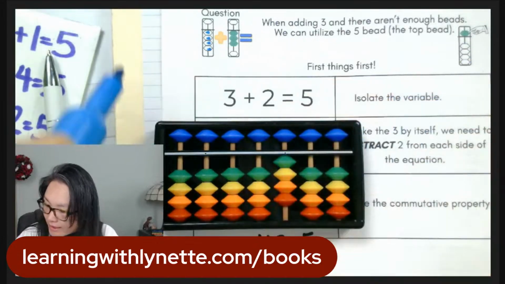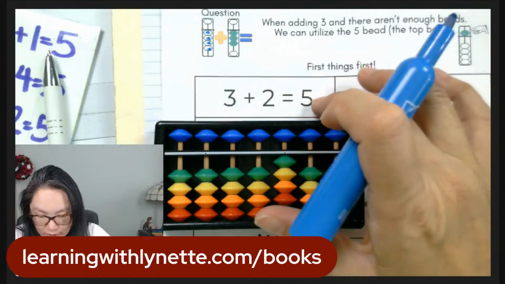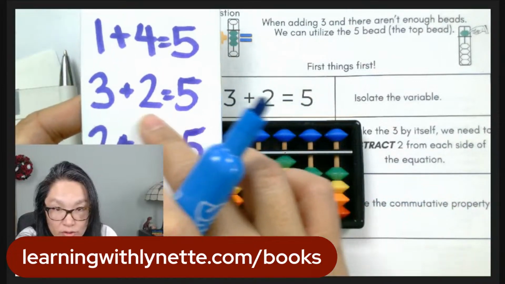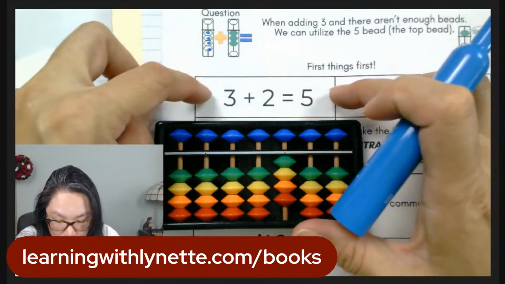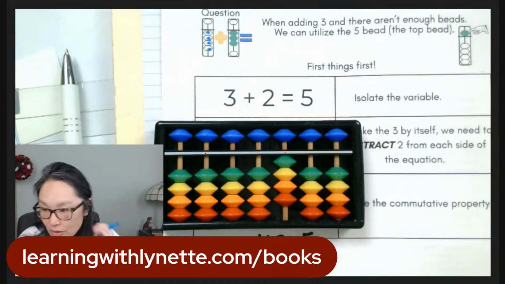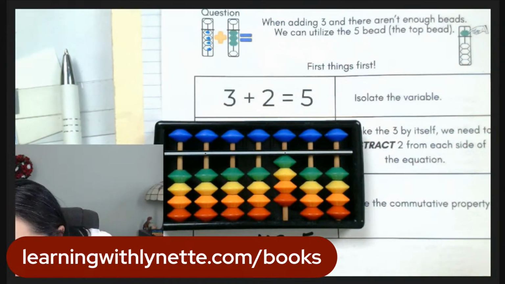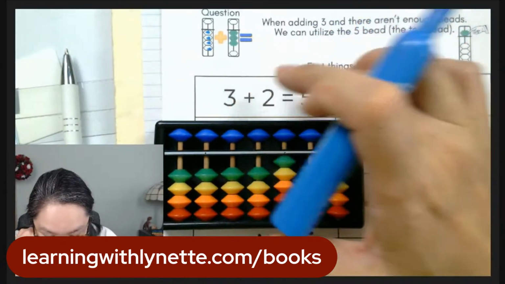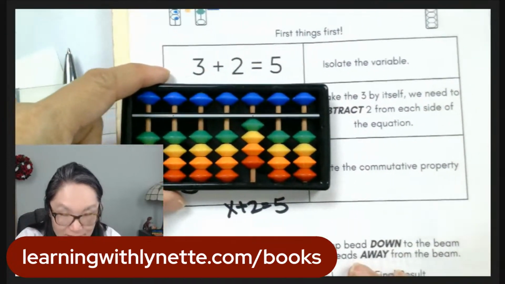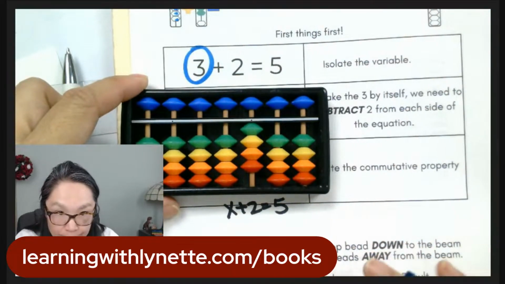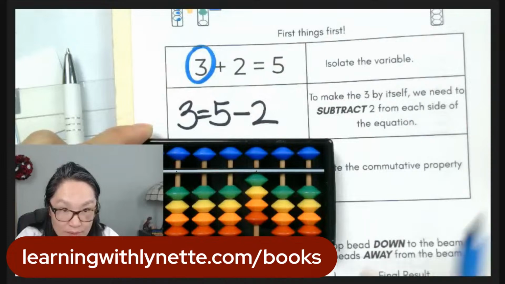I need to understand what it is that I'm trying to do. Remember, this is what we're teaching children in school. We're teaching the children this concept. When we show them how to make a 5, Abacus actually takes it to the next level. So what we're going to do is we're going to isolate the variable. What variable are we going to isolate? We're going to isolate this 3. To isolate the 3, we need to make it by itself.